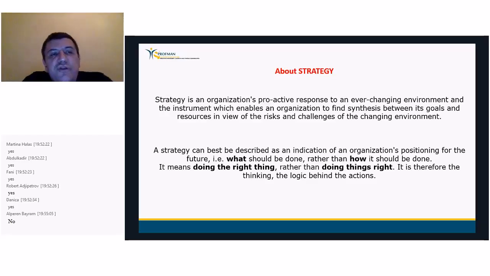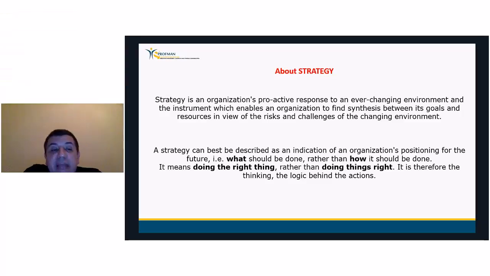To continue with strategy, another definition: strategy is an organization's proactive response to an ever-changing environment. The instrument which enables an organization to find synthesis between its goals and resources in view of the risks and challenges of the changing environment.